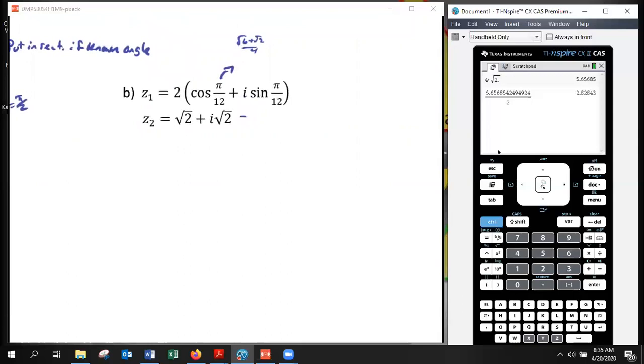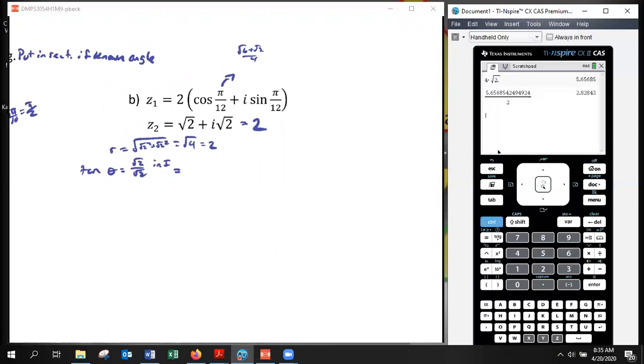Let's go ahead, take Z2 and convert it into a polar form. So to do that, our radius of Z2 is going to be the square root of square root of 2 squared plus square root of 2 squared. So what is the square root of 2 plus 2, or the square root of 4, which is 2? And now our theta ends up being, how about tangent of theta is y over x. So square root of 2 over square root of 2 in quadrant 1, which gives me theta, kind of like what we did before, that would be pi over 4. So this would be 2 cosine of pi over 4 plus I sine of pi over 4.